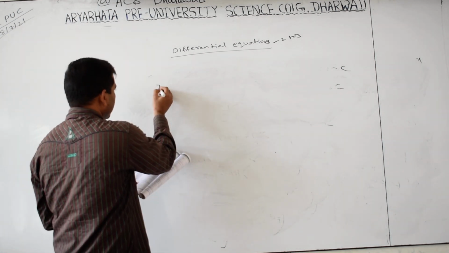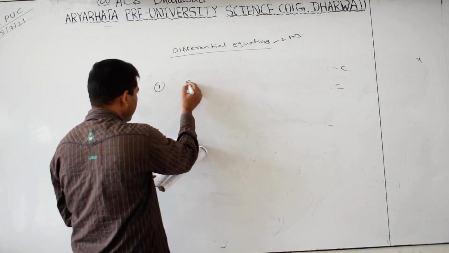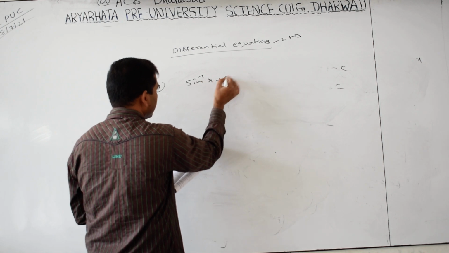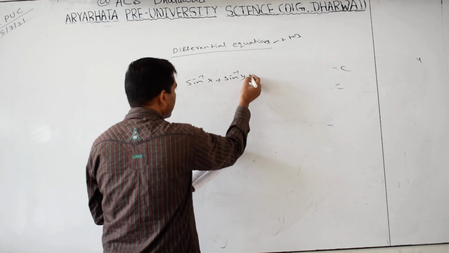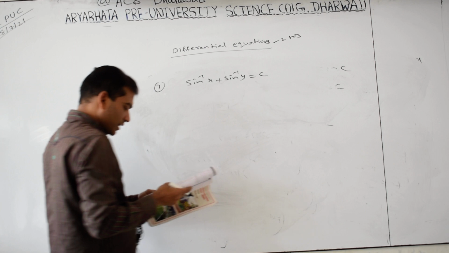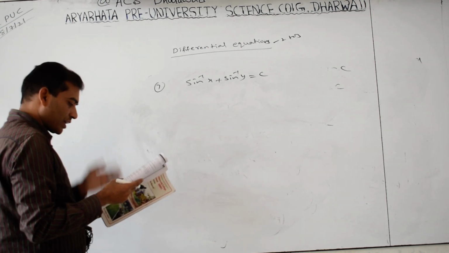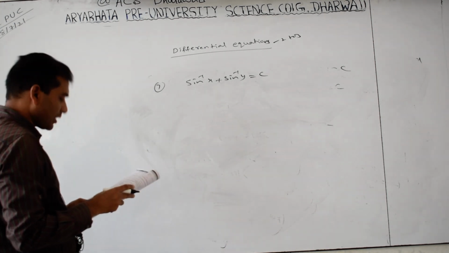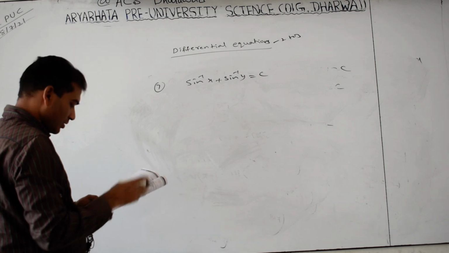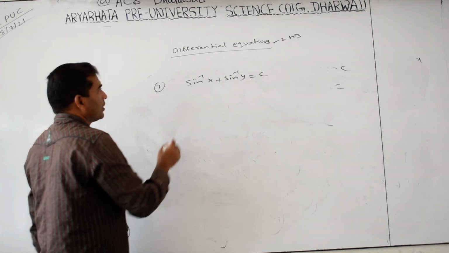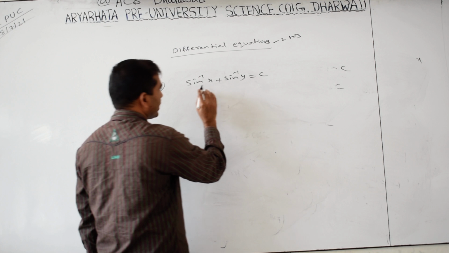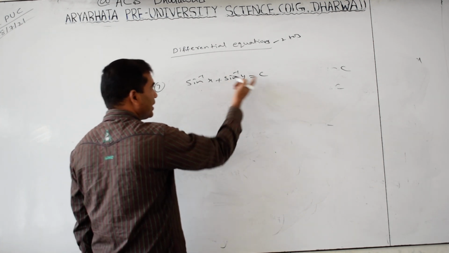Seventh question: the differential equation for which sin inverse x plus sin inverse y equal to c is given by... the differential equation for which sin inverse x plus sin inverse y equal to c. Options are given. How many arbitrary constants? 1. So we have to apply differentiation one time and eliminate c.